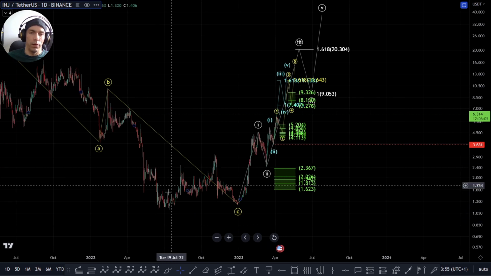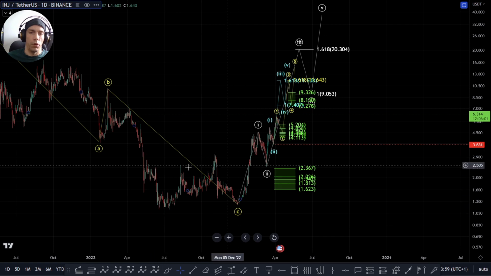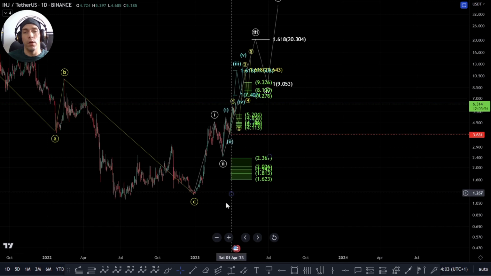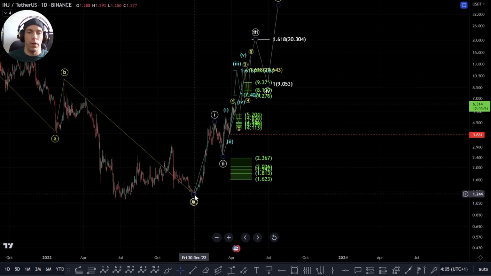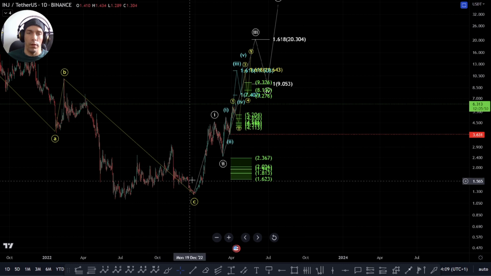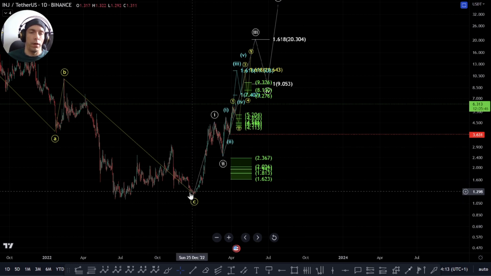You could potentially argue you have something like a diagonal going on, but the structure is not very good here, and it is very overlapping and corrective in my opinion. So what I would look for then rather is that we actually complete into here, where this becomes 1, 2, 3, 4, and then this is a 5-wave move to complete a C wave to the downside over here.